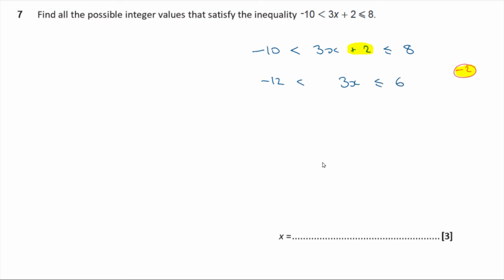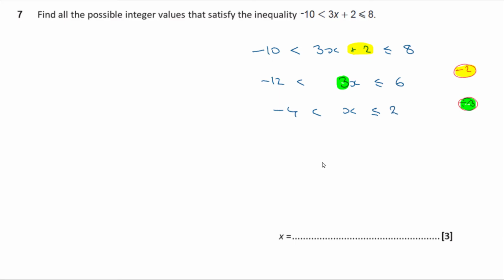And then the next thing I'm going to do is divide both sides by that 3, then, aren't I, to get rid of the 3 sitting in front of the x. So dividing through by 3, that's going to give me minus 12 divided by 3, that's minus 4. And that's less than x, which is less than or equal to 2.